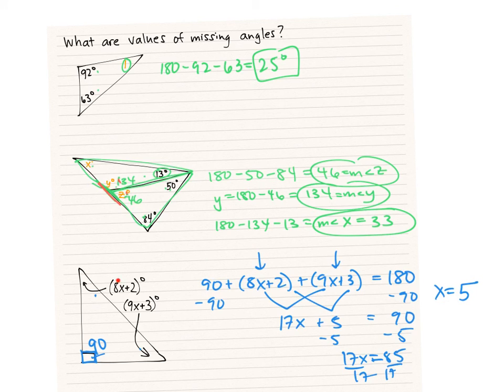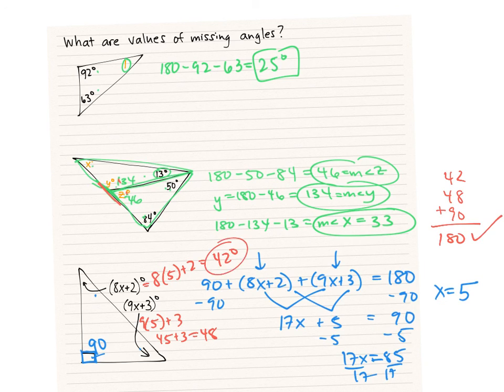So let's fill this back in with our x. So this is going to be 8 times 5 plus 2. So this is 42. And then this is going to be 9 times 5 plus 3, which is 45 plus 3, which is 48. And then just as a double check, let's just add up these 3. Does 42 plus 48 plus 90 equal 180? Yes, it does. So we know that we did it right. So our answers are 42 and 48.